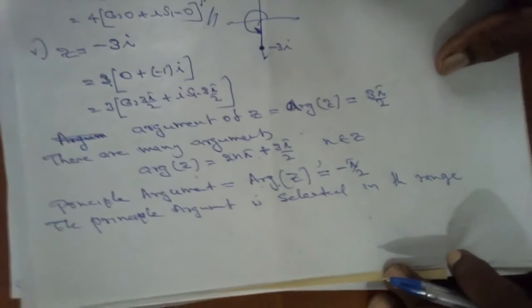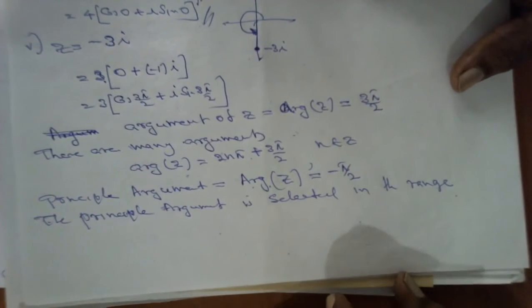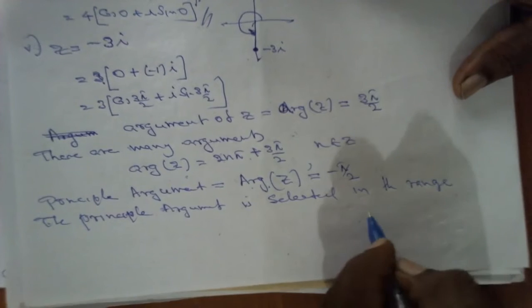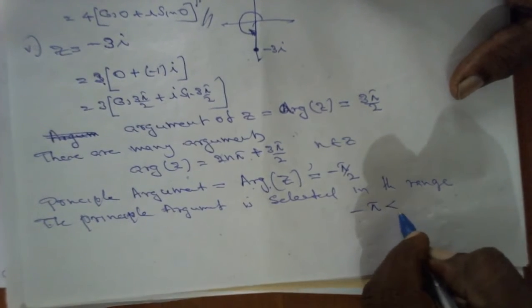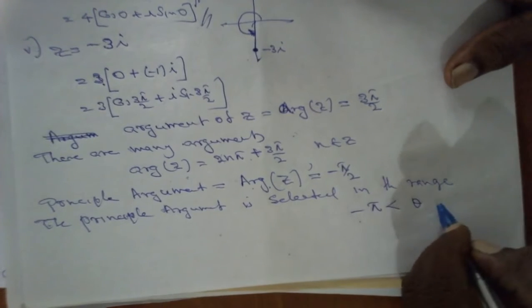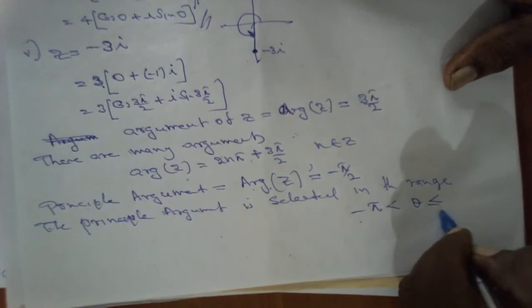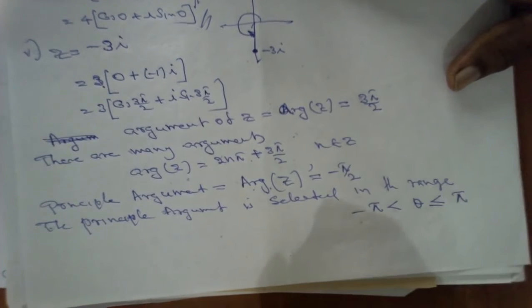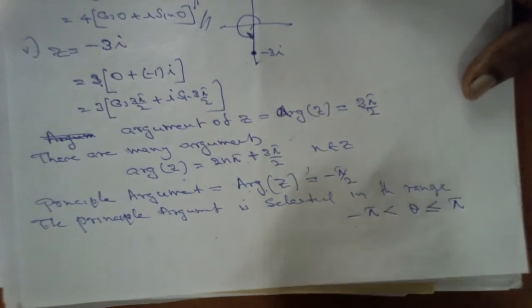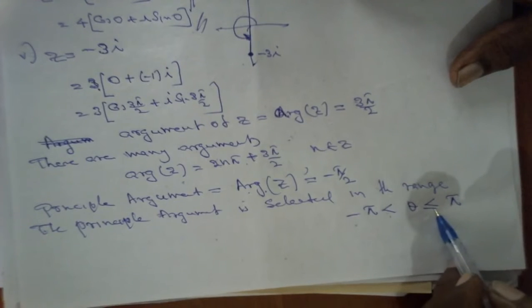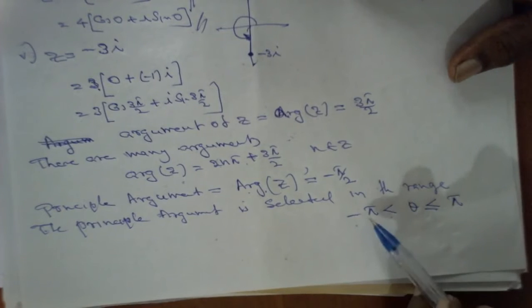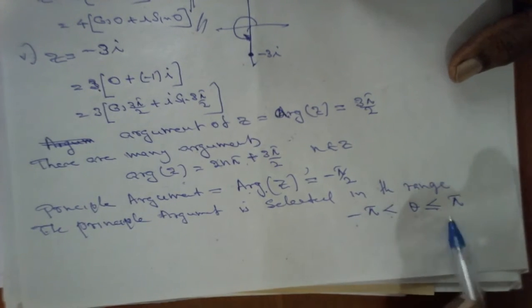What is the range? Do you know that range? Minus 5 to plus 5. Minus 5 less than theta less than or equal to 5. In this range, no equal sign here. Keep in mind, no equal sign here. Here you have the equal sign also. That means there is no argument called minus 5. Principal argument you have to choose in this manner.